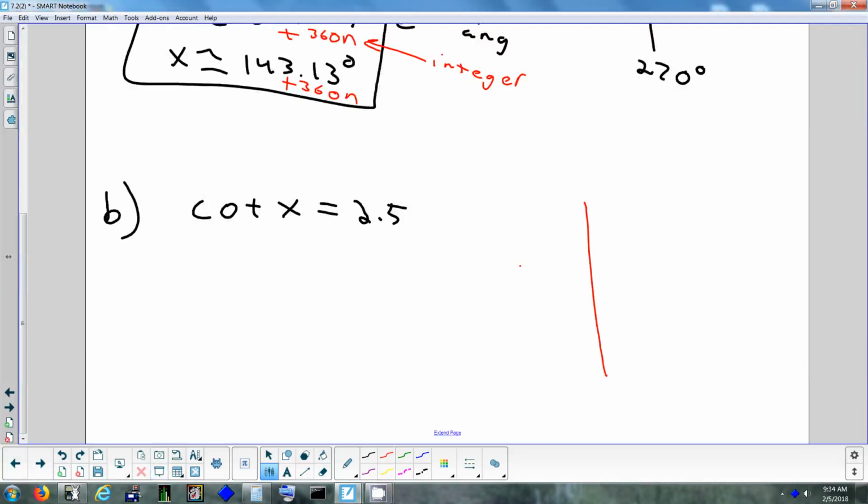Now, before I draw it, what quadrants is cotangent positive in? Yep. 1, 4. 1 and which one? 4. 4 is where cosine is positive. So the C stands for cosine in quadrant 4. Yep. 3. Right? If tangent is positive, so is its reciprocal. Flipping it doesn't change the sign. So we would expect answers in quadrant 1 and quadrant 3.